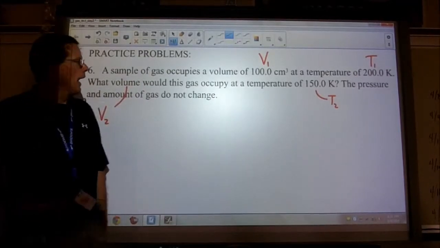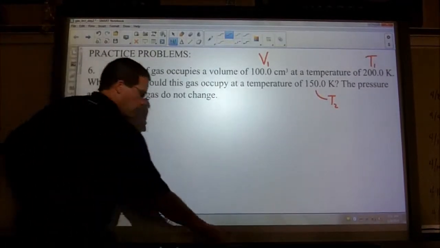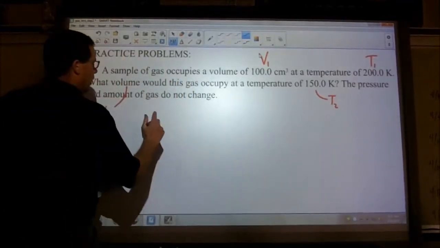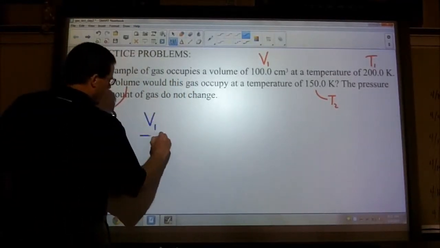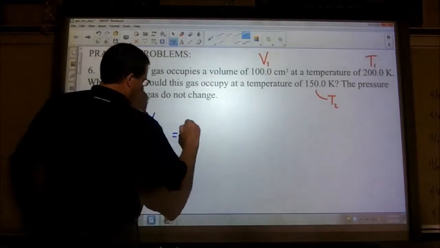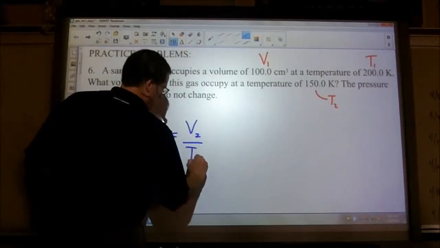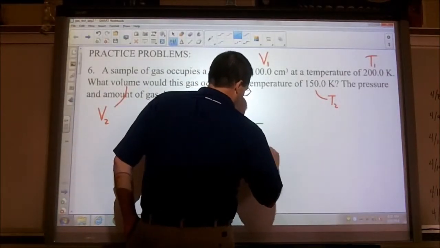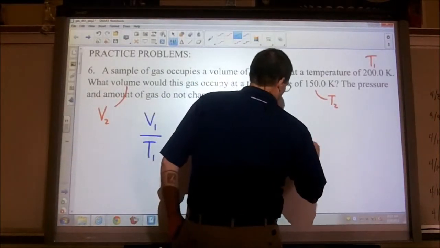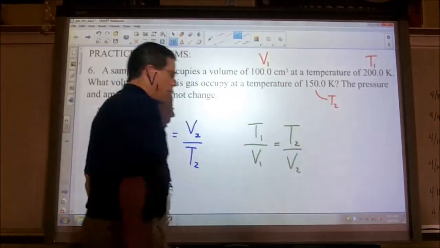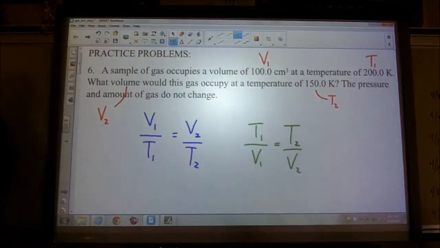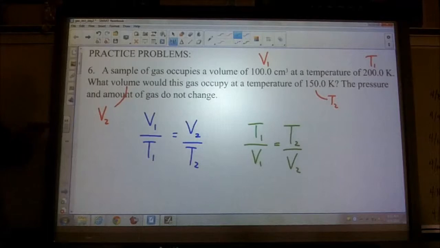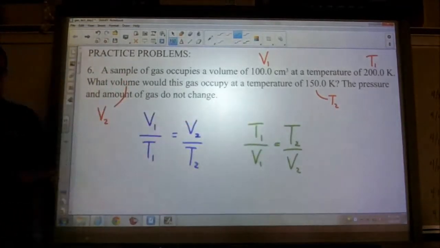Okay? And the way that this equation actually looks, and you'll be given this, so don't freak out, it'll be either V1 over T1 is equal to V2 over T2, or you will have T1 over V1 is equal to T2 over V2. So these are how those two equations could look. What we want to make sure is we want to identify what variable it is that we're looking for, and we want to make sure it is on top, or in the numerator.